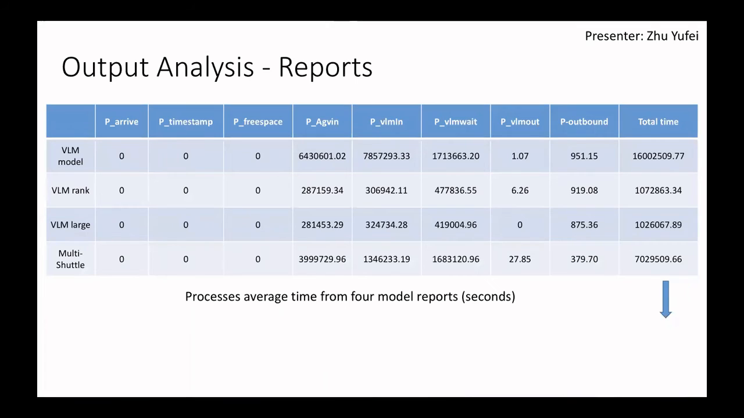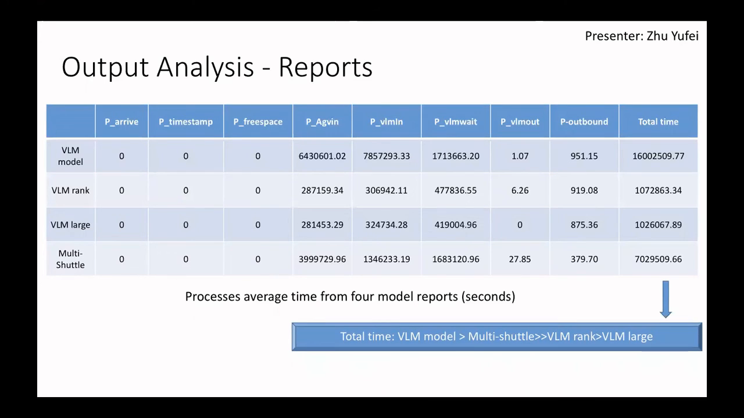Average time of the arriving process, timestamp process, searching for free space process, AGV collecting loads process, storing loads into VLM process, waiting process, transporting loads out from VLM process, as well as outbound process of loads were all computed in report files. In order to gain insight into the efficiencies of different models, we added up the average time of all processes mentioned above as the total simulation time. From the last column of the report result table, the total time of the VLM model is the longest, followed by the multi-shuttle model, which are both far longer than the total time of the ranked VLM model, followed by the VLM large model.